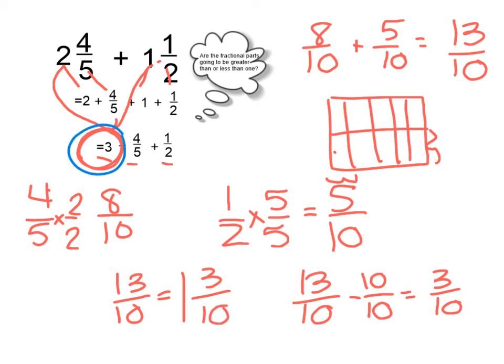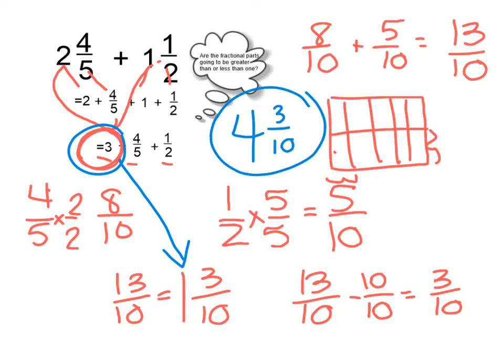Now I need to add that to my whole number, and 3 plus 1 is 4, and my fraction stays the same, which is 3/10. So 2 4/5 plus 1.5 is equal to 4 3/10. And if we think back to when we asked if the fractional parts are going to be greater than or less than 1, we said that 4/5 plus 1/2 was going to be greater than 1, so our answer was going to be greater than 4, which ends up being exactly what happened. Let's try again.